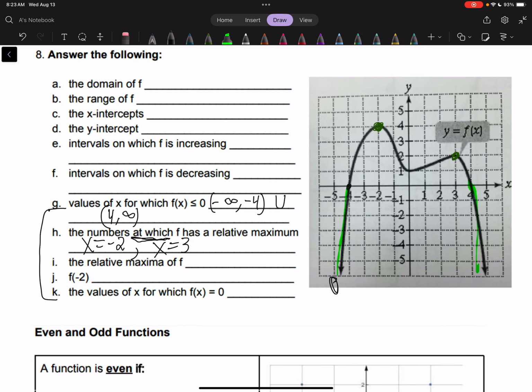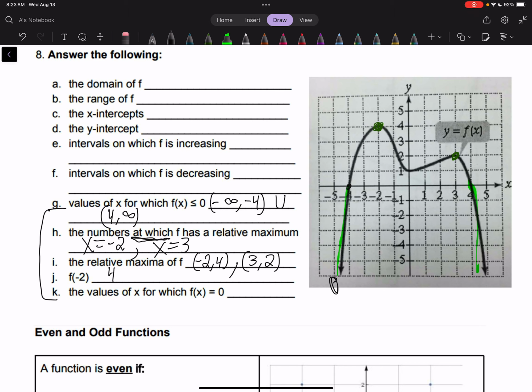Now it says, what is the relative maximum of f? So I want my points. Mainly it's the y value, but I'm going to write the points. So at -2, it's going to be 4. And at 3 is going to be 2. What is f of -2? That is 4.